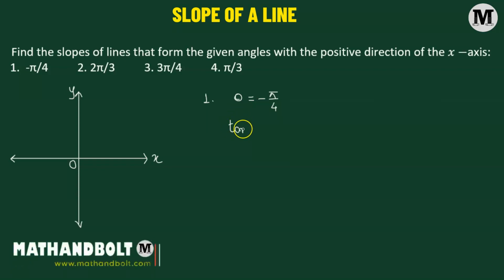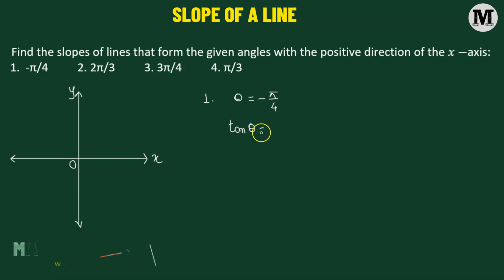All we have to do is find out the value of tangent of that particular angle theta, and that's going to give us the slope of that line. So let's replace the value of theta with negative pi over 4. Now we know that tangent is an odd function. So that means tangent of negative pi over 4 is going to be equivalent to negative of tangent of pi over 4. Now what's the value of tangent of pi over 4? That's 1. So our slope comes out to be negative 1.